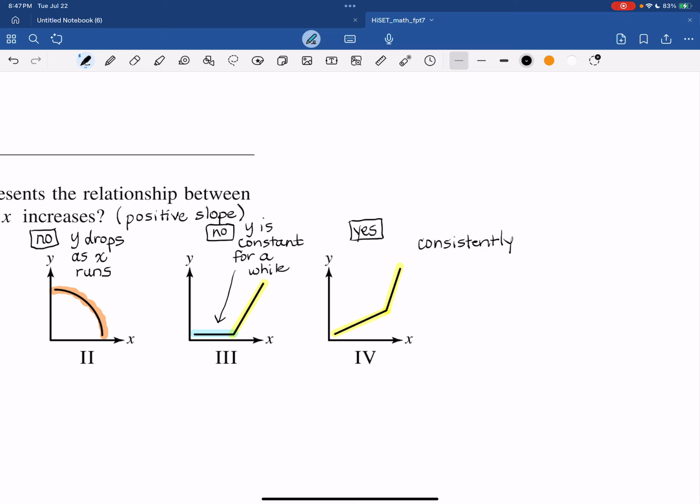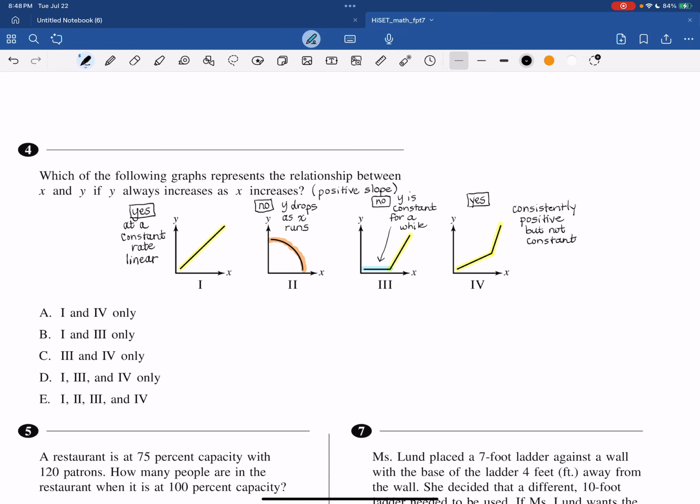Consistently positive. But it is not constant like the first one. But the question said nothing about constancy. It just wants a positive slope. So you have 2 answers here. Both 1 and 4 fit the description. So I would go with A as in alpha. 1 and 4.